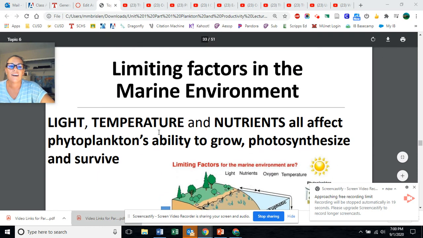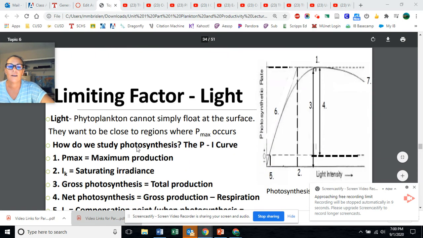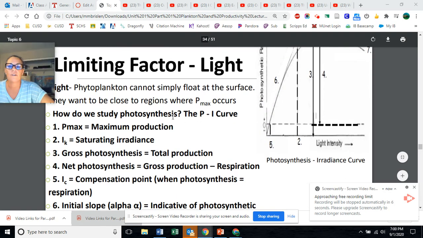In the marine environment, remember light, temperature, these are our limiting factors. Light, temperature, and nutrients all affect phytoplankton's ability to grow, photosynthesize, and survive. We've talked a little bit about this already. So how do we measure that?